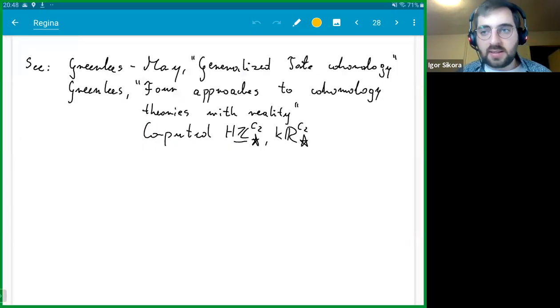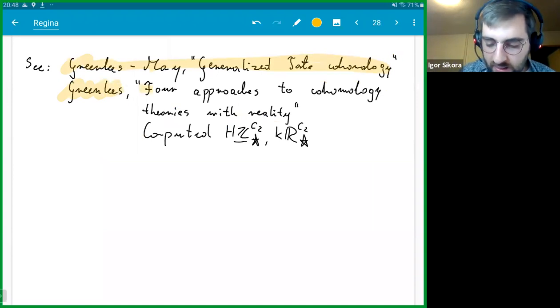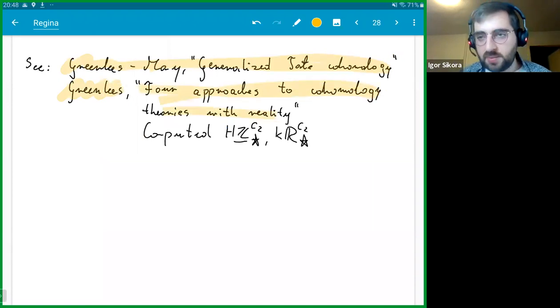So here are references. The main one is Greenlees May, generalized Tate cohomology. This is where they derive the Tate square and Tate diagram. And the reference where John actually used the technique I just described is Four approaches to cohomology theories with reality. He used this technique to compute the coefficients of HZ and also K theory with reality.